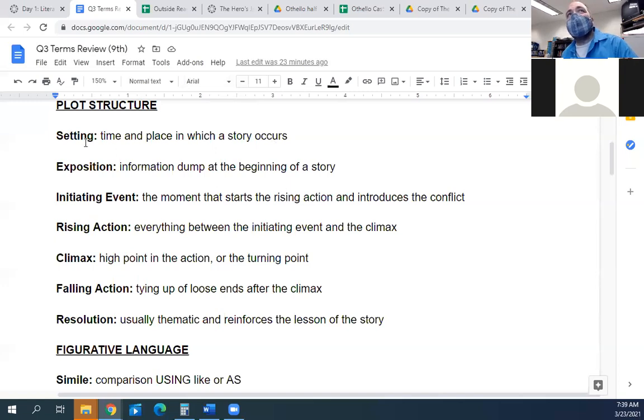So setting, remember the setting is a time and place in which a story occurs. If I'm giving you a Greek myth, the setting should be pretty easy to identify. Greece, ancient times, right? Like, you don't have to have an exact year. Exposition is an information dump at the beginning of the story. Most stories, especially older stories, start giving us a ton of information about the setting and the characters, and then they try and like sneak some of those themes in there and give you some idea of what you're doing. More modern stories sort of chunk that out, but even the Hunger Games, there's a lot of exposition.